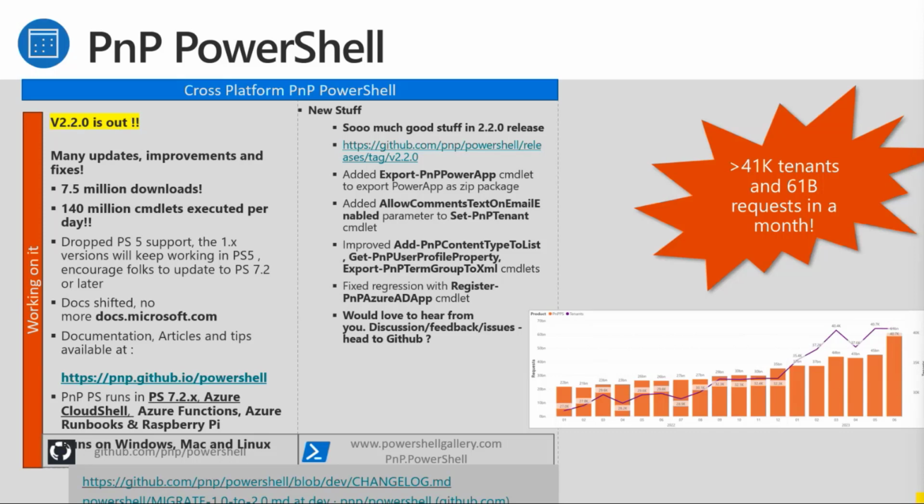that locally. Besides that, a bunch of other commands, such as Set-PnPTenant, had a new parameter called AllowCommentsTextOnEmailEnabled, and we also improved the Add-PnPContentTypeToList, PnPUserProfileProperty, and Export-PnPTermGroupToXml cmdlets. And we also had a minor regression in Register-PnPAzureADApp, so you could use that to create an Azure AD app inside, and there was some issue with that, so we fixed that. And yep, that was pretty much in the past 2 weeks.